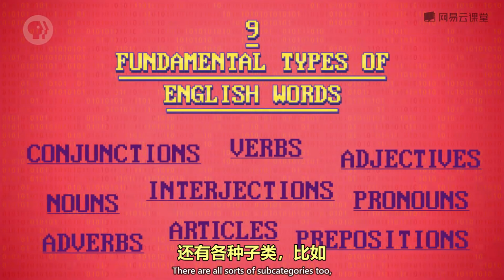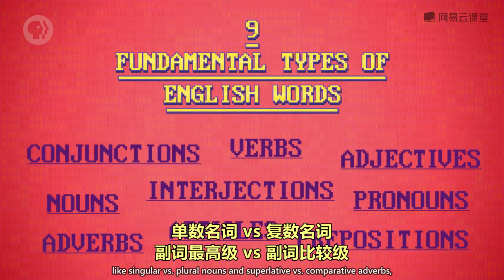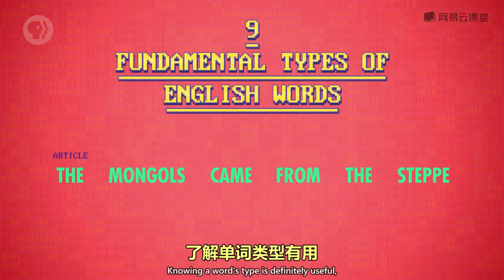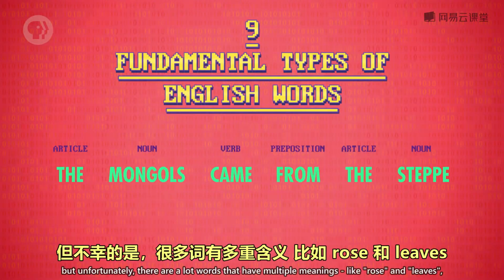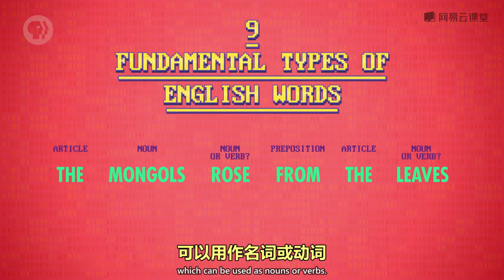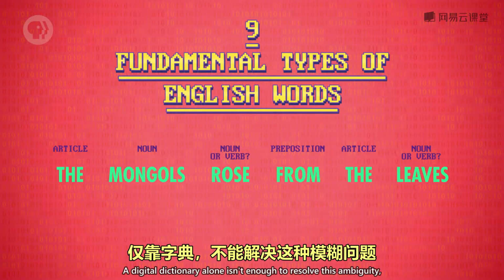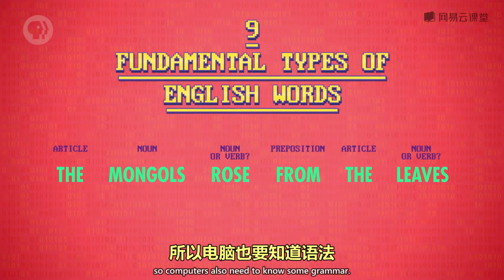There are all sorts of subcategories too, like singular versus plural nouns and superlative versus comparative adverbs, but we're not going to get into that. Knowing a word's type is definitely useful, but unfortunately there are a lot of words that have multiple meanings, like rose and leaves, which can be used as nouns or verbs. A digital dictionary alone isn't enough to resolve this ambiguity, so computers also need to know some grammar.